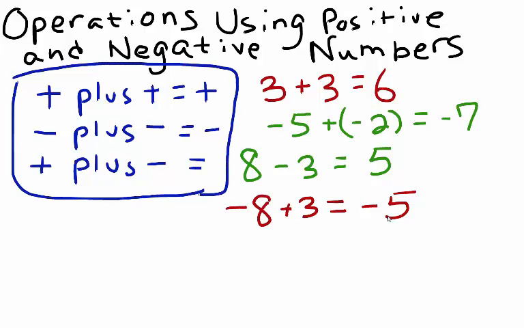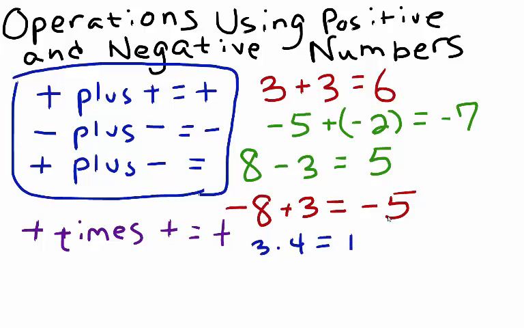Let's take a look at multiplication and division. A positive times positive always equals a positive number. For example, 3 times 4 equals positive 12.